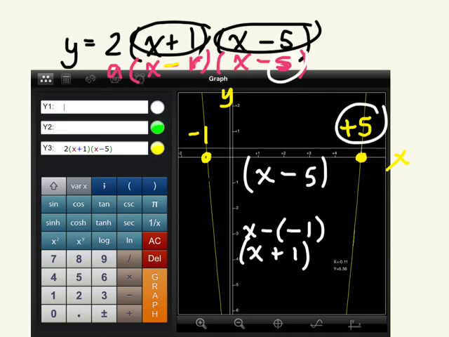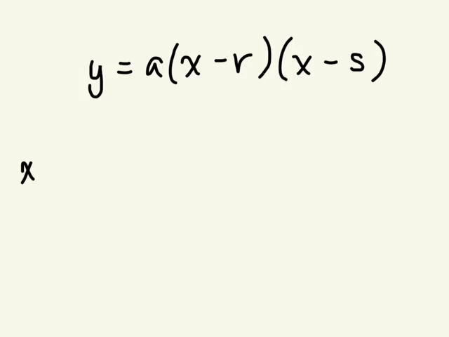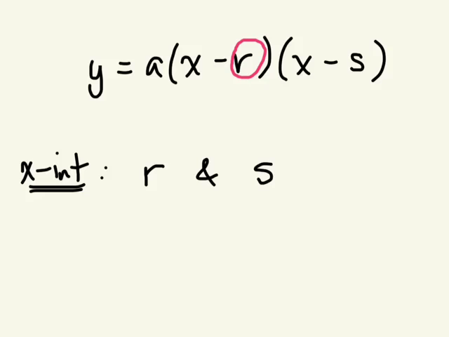The zeros of the relation, or the x-intercepts? Okay, so we can say that the x-intercepts are R and S. But you have to watch the signs when you plug it in, because it's x take away R. My first x-intercept was -1. When I take away a negative, it becomes positive. My second x-intercept was +5, so it's x take away 5.